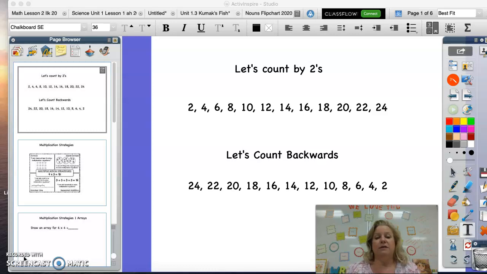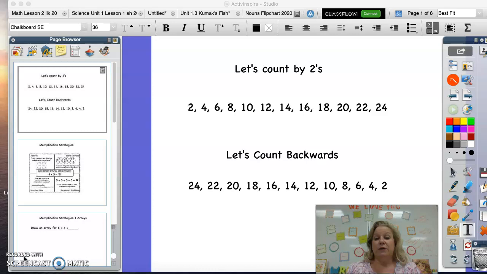2, 4, 6, 8, 10, 12, 14, 16, 18, 20, 22, and 24. And then we can count backwards, 24, 22, 20, 18, 16, 14, 12, 10, 8, 6, 4, and 2. And these are our 2 times tables. These are multiples of 2.